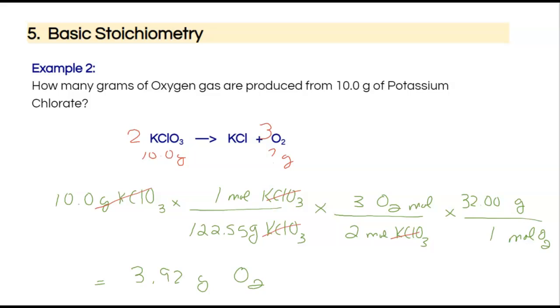And by looking at this, I can see my significant digits here are 3. This is my other measurement. Here's another measurement. The measurement with the fewest significant digits is that 10.0 grams. So I'm going to round to 3 significant digits in my response.